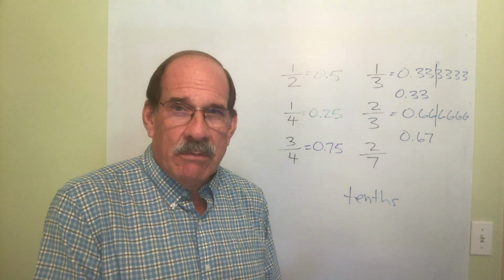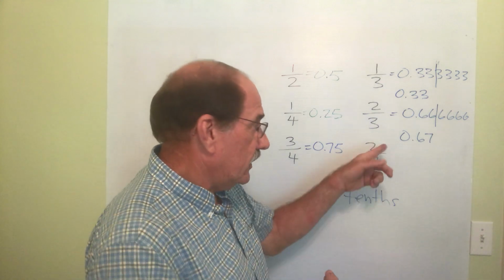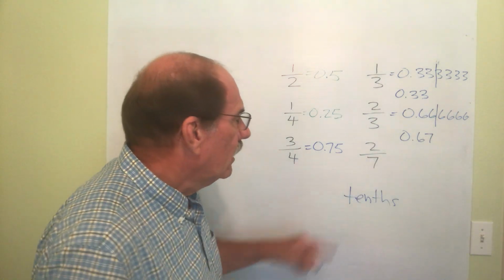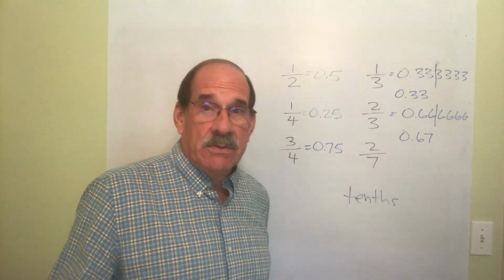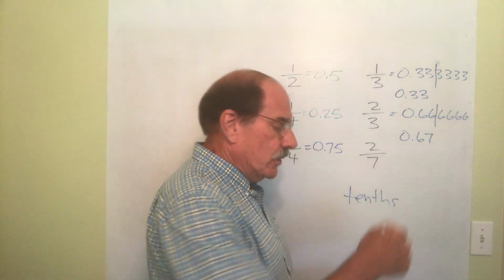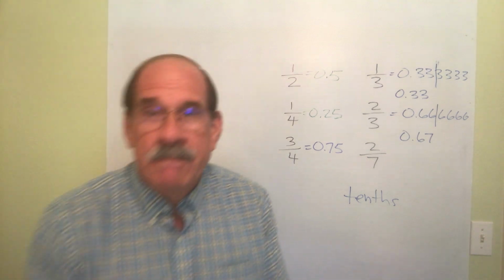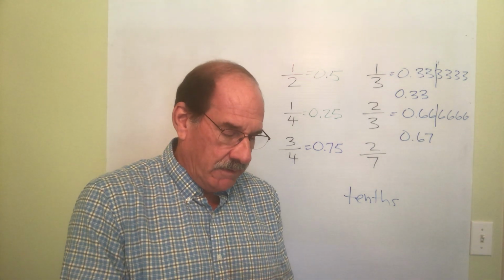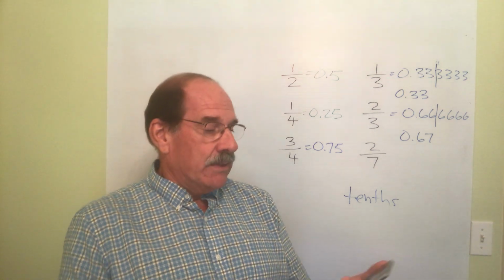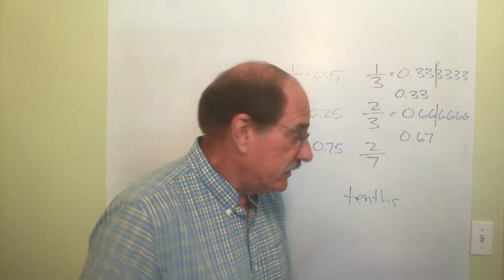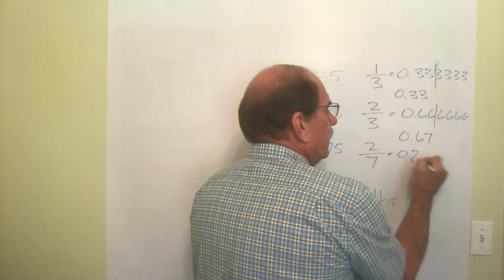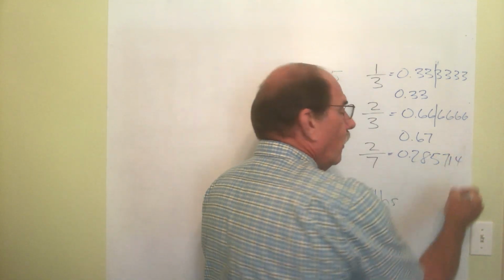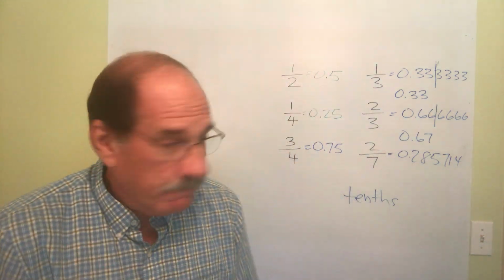Take it out to hundredths. The rule is, one more time, if it's less than 1, which this is, take it out to 2 decimal places. Keep going. 2 sevenths. Well, let's see, 2 sevenths. We take 2 divided by 7, and let's see, 2 divided by 7, and that says, wow, 0.285714.